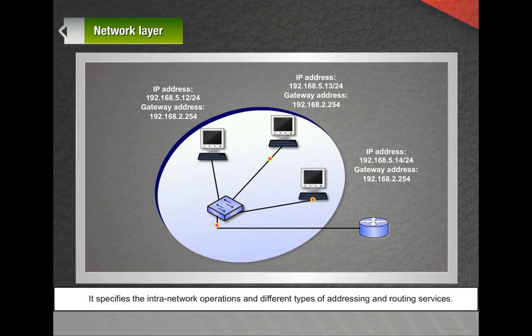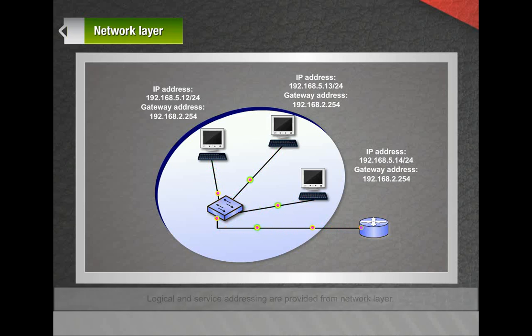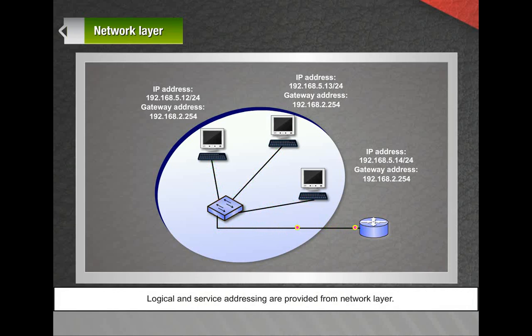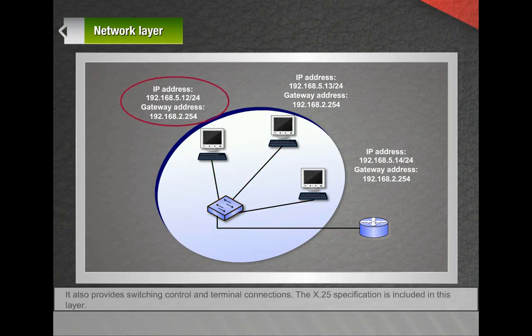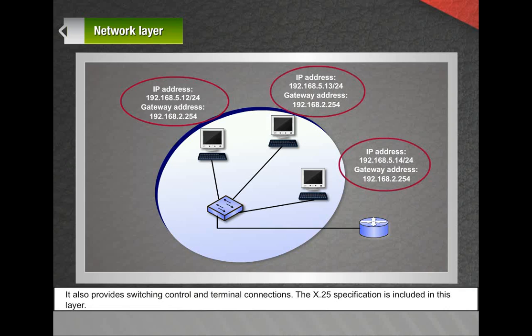Network layer. It specifies the intra-network operations and different types of addressing and routing services. Logical and service addressing are provided from network layer. It also provides switching control and terminal connections. The X25 specification is included in this layer.